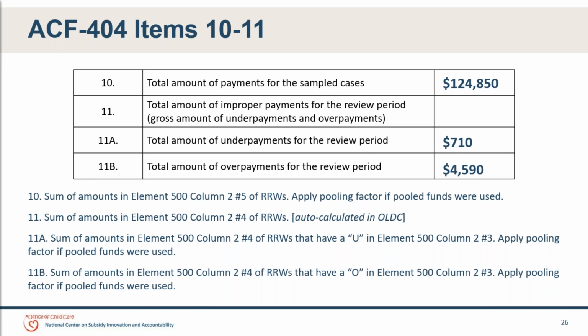And once you've entered those two, the next time you hit save in the OLDC, then item 11 will be auto-populated. And again, it's just the sum of 11A and 11B. So that's going to be here $5,300.